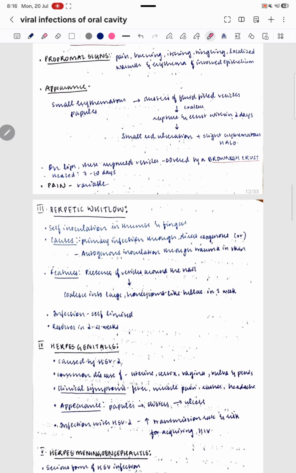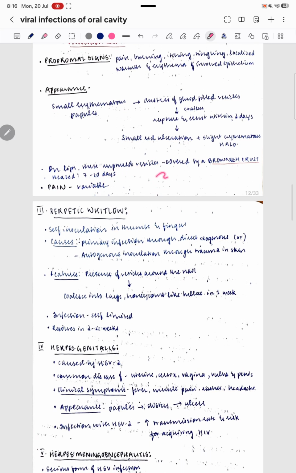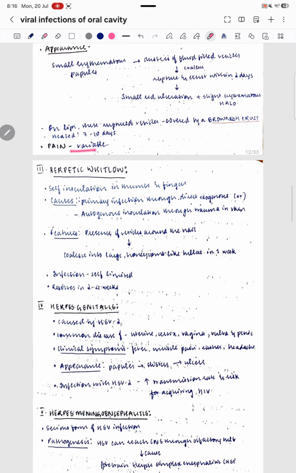Now coming to the lips, these ruptured vesicles are covered by a brownish crust that heals within 7 to 10 days. Now pain could be variable.